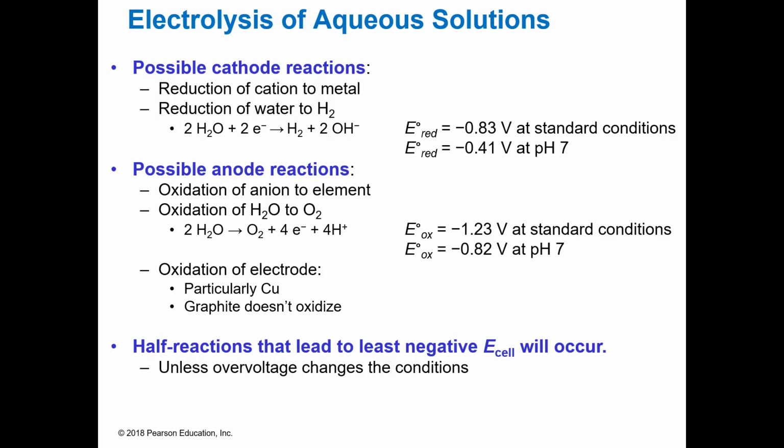So we've seen the reduction of a cation, and the reduction of water to hydrogen gas, as we saw before. Possible anode reactions are making oxygen from the water, and then oxidation of electrodes like copper. Graphite won't oxidize though. Graphite is carbon, and so we can use that as an inert electrode, but it's not going to oxidize. So the half reactions that lead to the least negative E cell will occur unless you have an overvoltage.